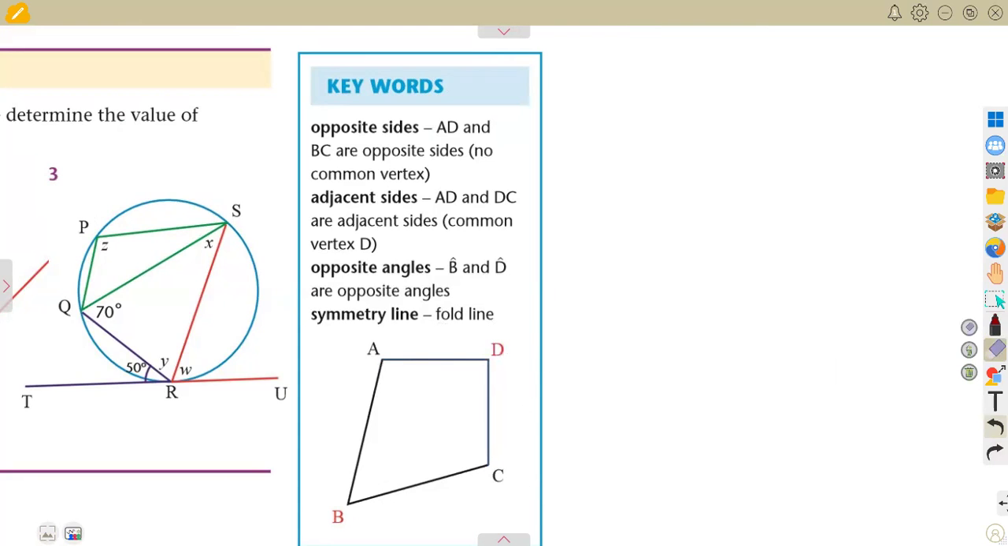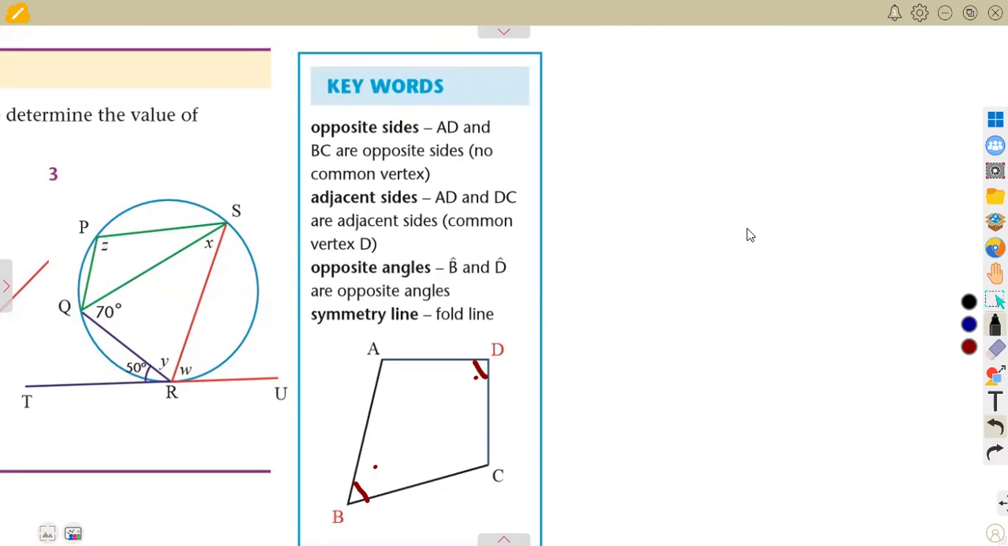Then also in this case, opposite angles B and D are opposite. Angle B and D, these ones are referred to as opposite angles. Then there is the symmetry line. Guys, you see what I'm thinking of? I'm always on the angles because of this part that I was thinking there.